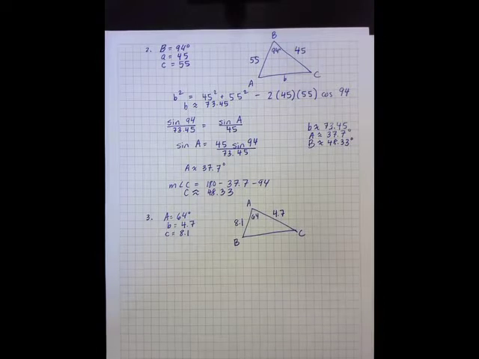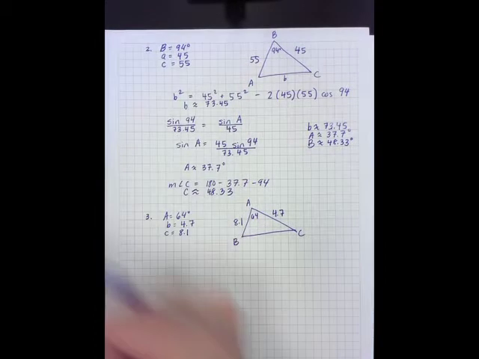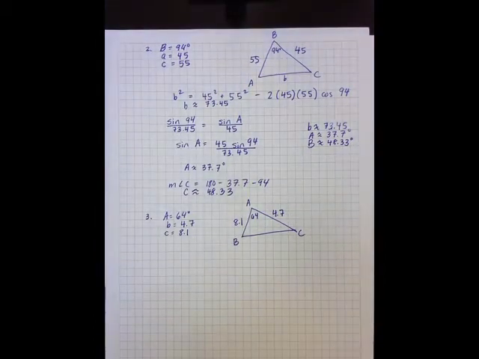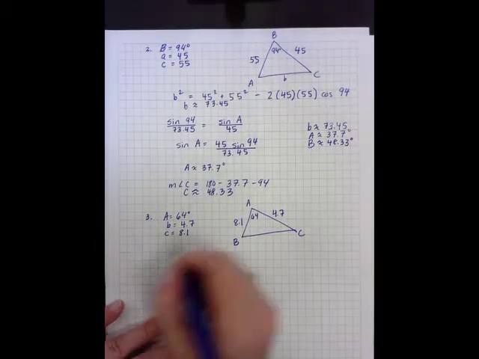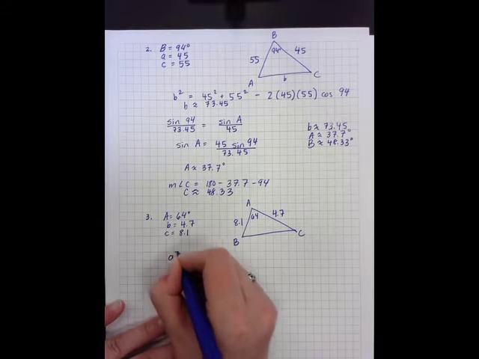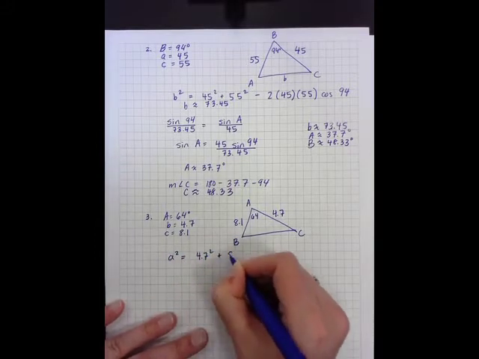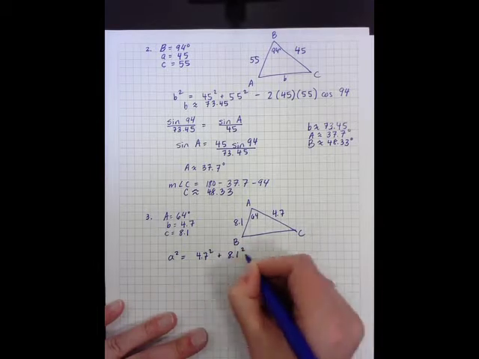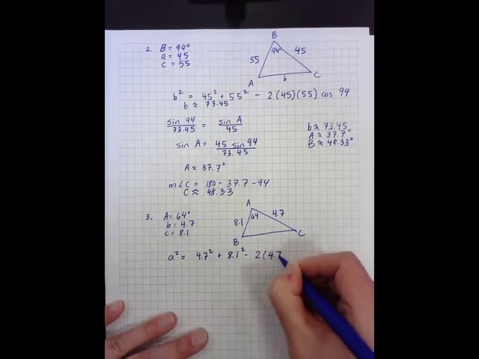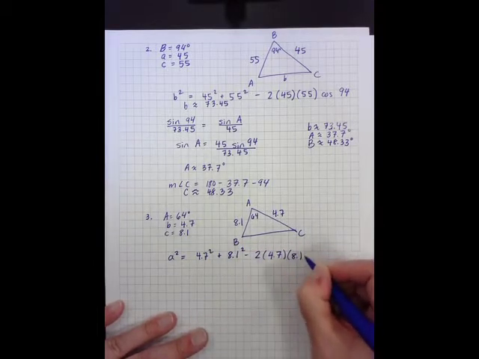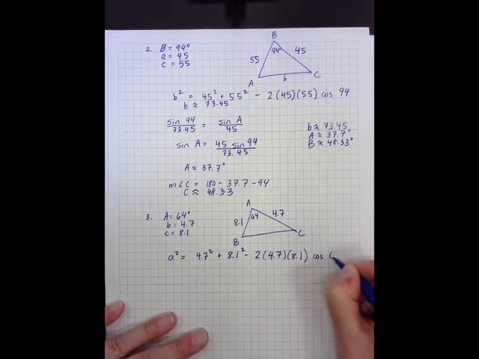No, wait, sorry, I can't use law of sines. I misspoke for number 2 also. Can't use law of sines. I actually have to use law of cosines. So I'm going to set up law of cosines here. So I have A squared equals B squared plus C squared minus 2BC times cosine of A.